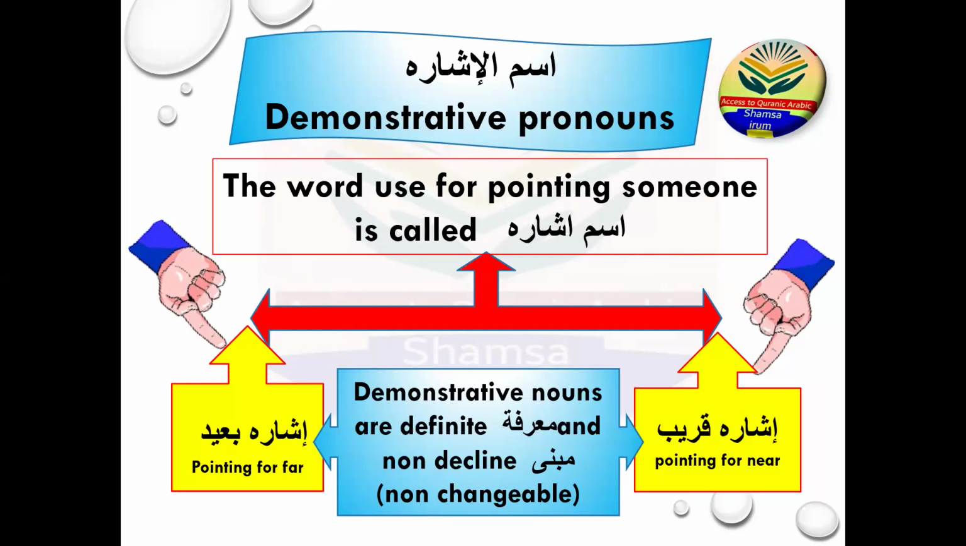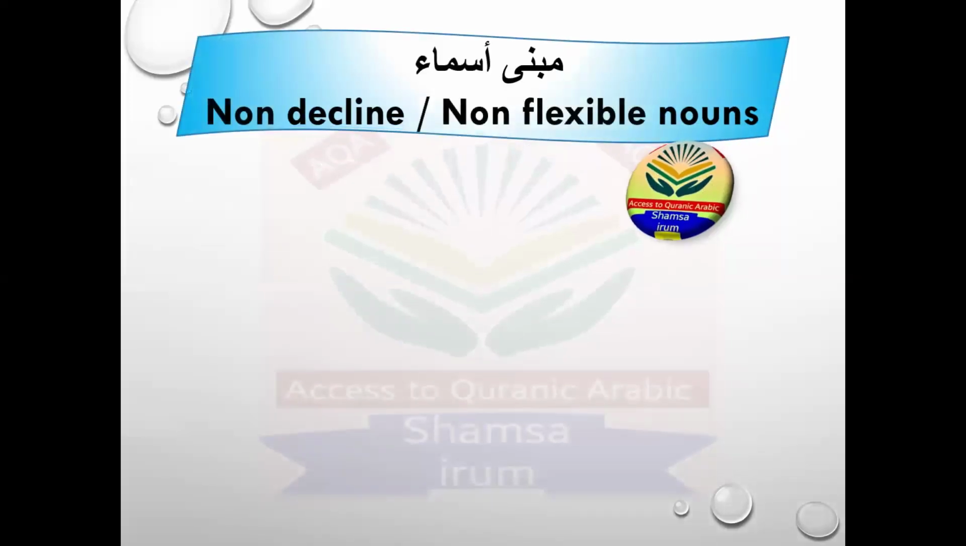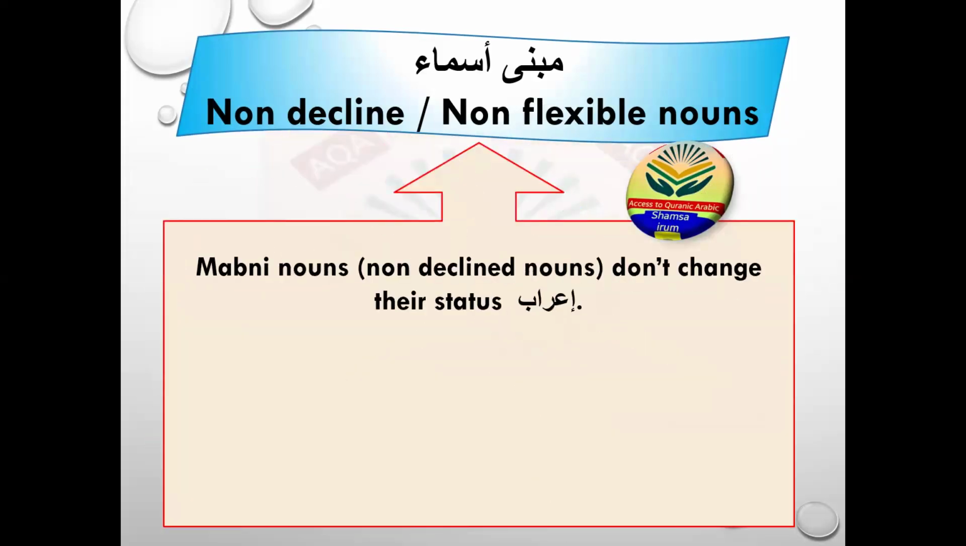They are always definite, and they are non-declinable. They are non-changeable, or you can say non-flexible. They are called mabni. Mabni means they will not change their position or their status. I will explain this here as well, inshallah ta'ala. You learned this already in my last lectures. What is mabni? Mabni nouns, non-declinable nouns, don't change their status. They don't change their i'rab. They remain the same in all three states of i'rab.